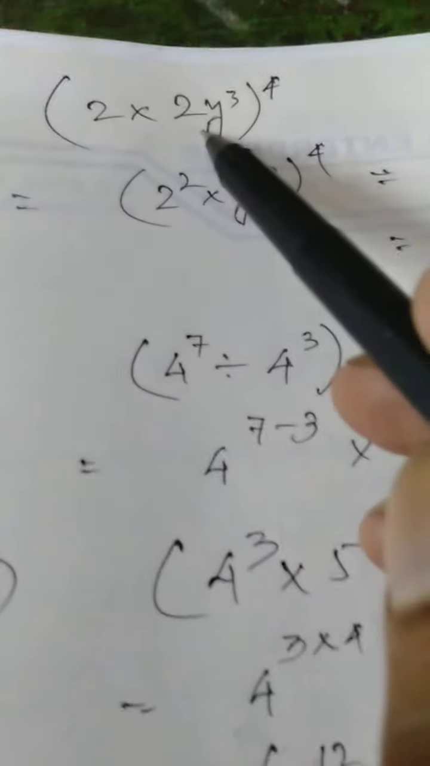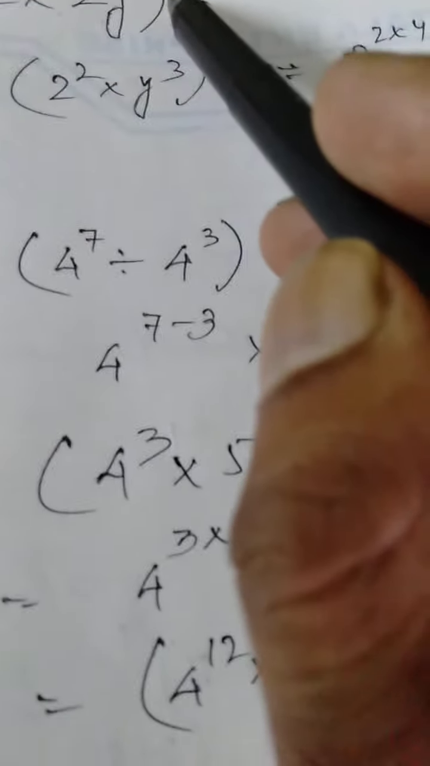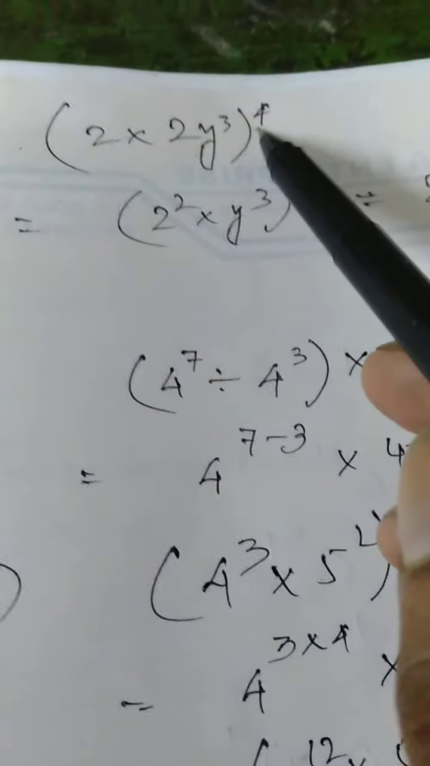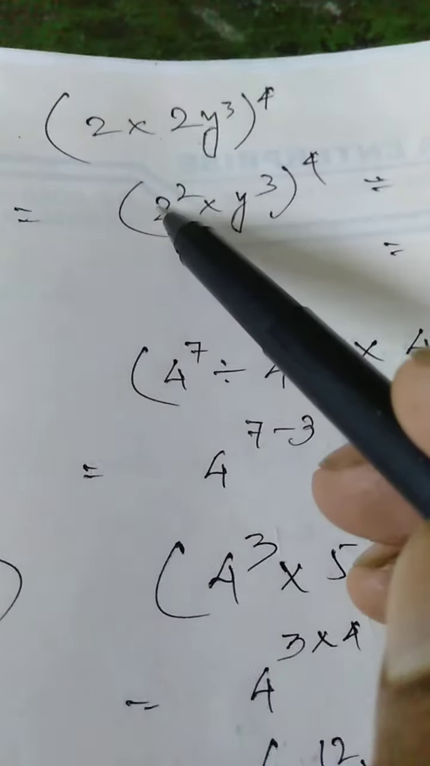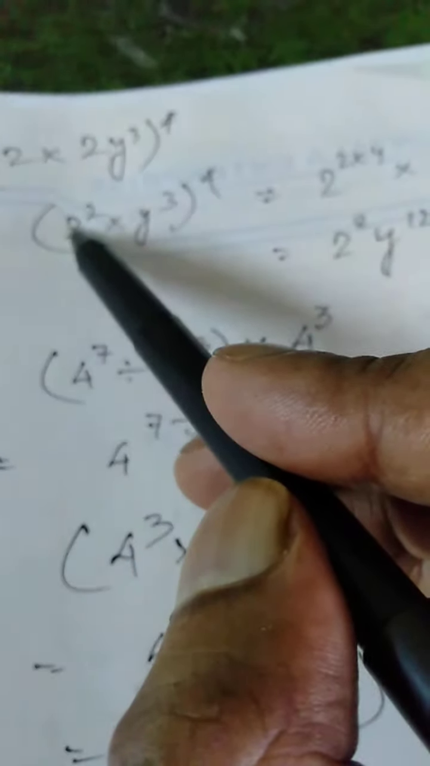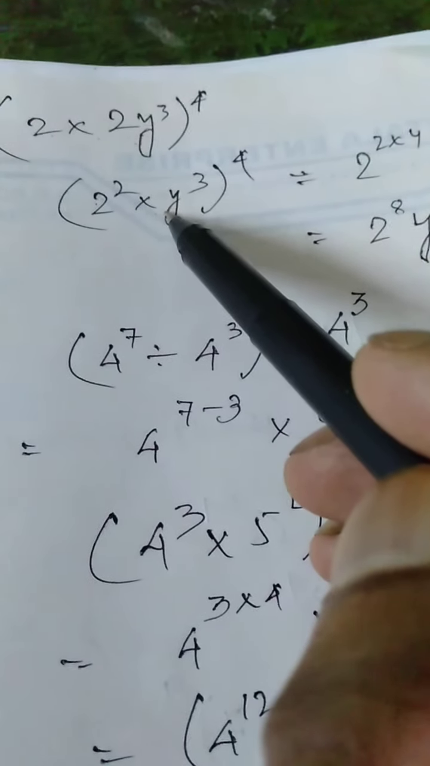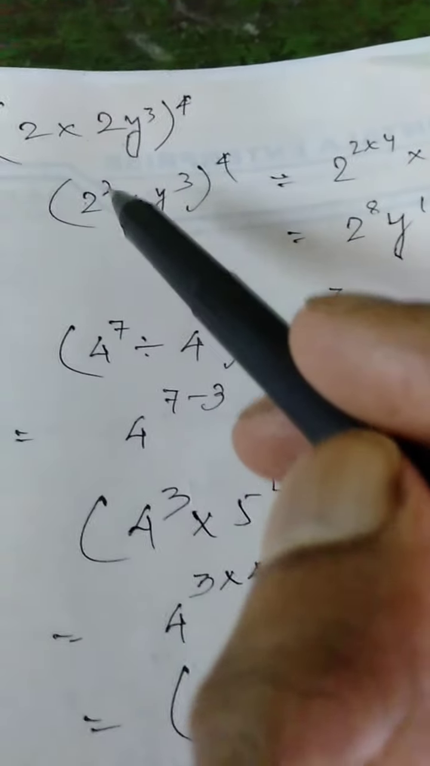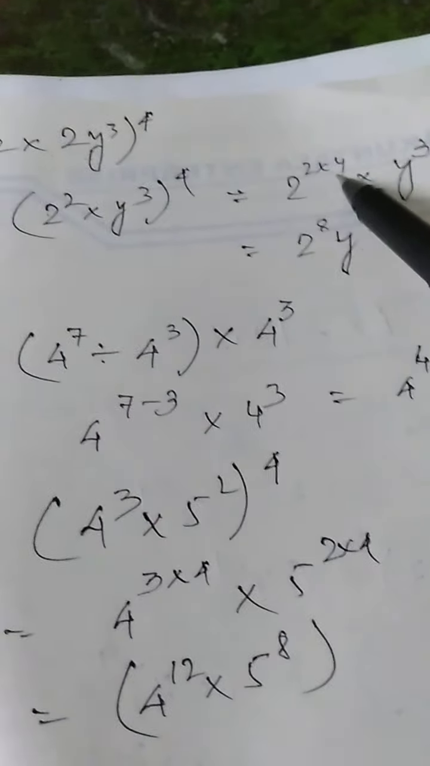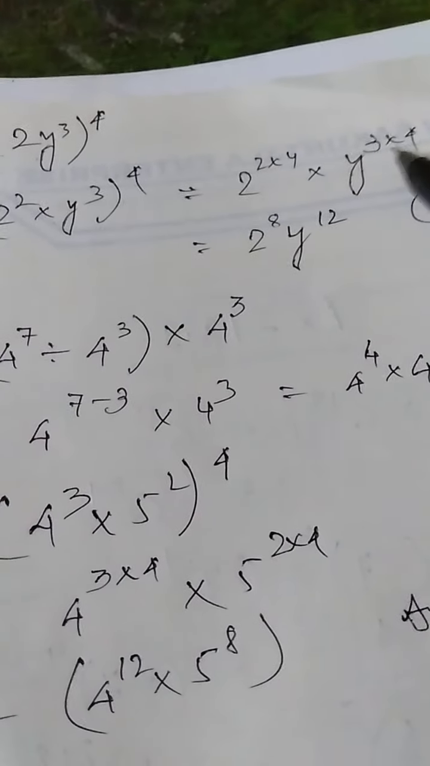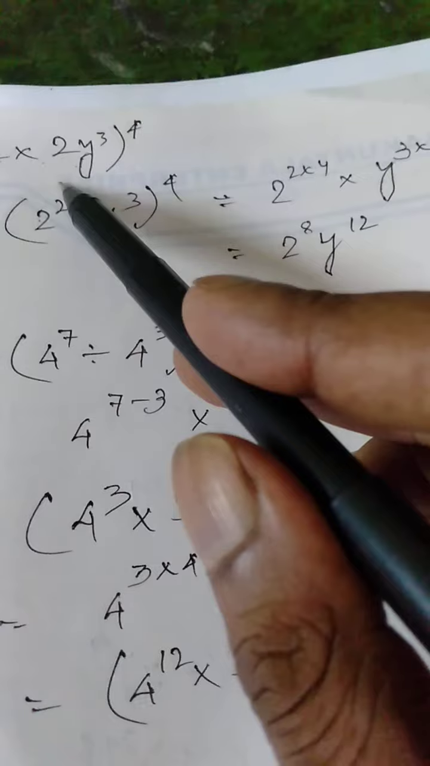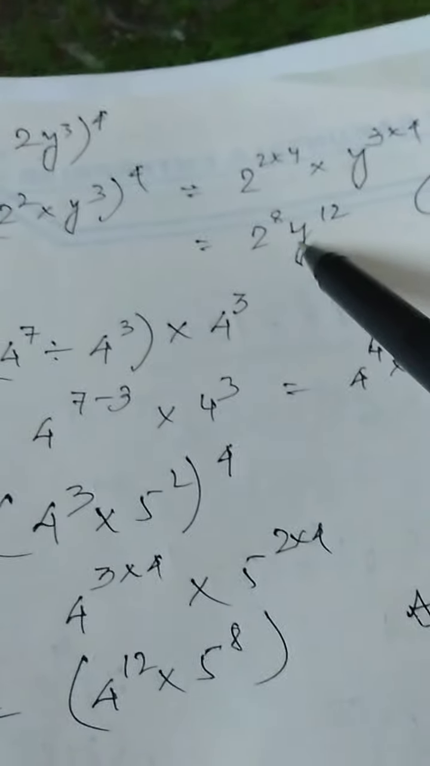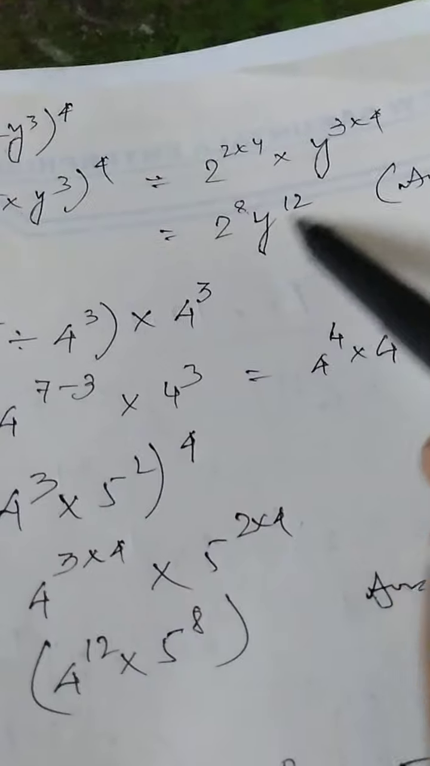Now the next question is 2 into 2y cube, whole to the power 4. This we have to simplify. Now 2 into 2 is 2 square, and y cube whole to the power 4. Now use the power law. These powers will be multiplied, so we will write 2 to the power 2 into 4 into y to the power 3 into 4. So we are getting 2 to the power 8 y to the power 12.